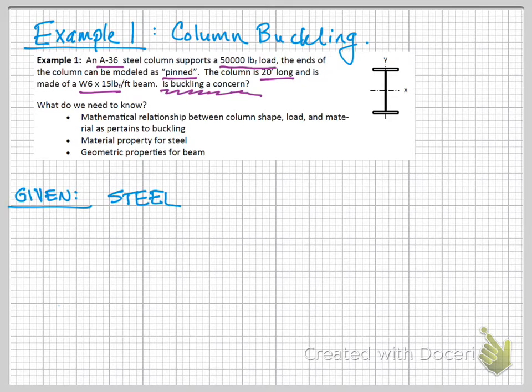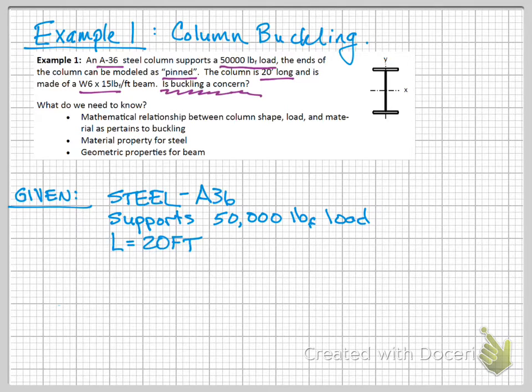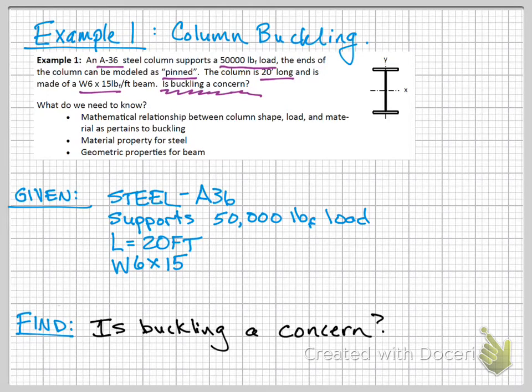So we're given that this is a steel column. In fact, we're given that it's A36 steel. We know this column supports a 50,000 pound load, and the length of this column is 20 feet. And we're told that the section is a W6 by 15 member. And we're asked to find, is buckling a concern? So let's get started with our solution.